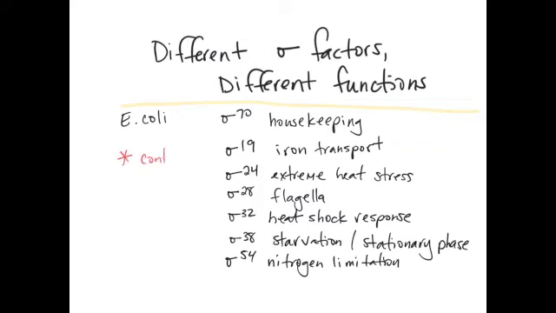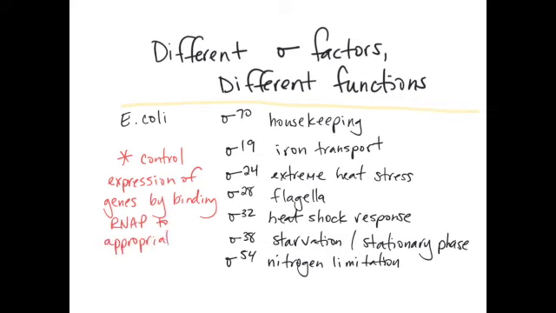One more time, sigma factors control the expression of genes and the differential expression of genes by binding to the RNA polymerase core enzyme, forming the RNA polymerase holoenzyme, and binding it to the appropriate promoters to allow some genes to be expressed and other genes to not be expressed.